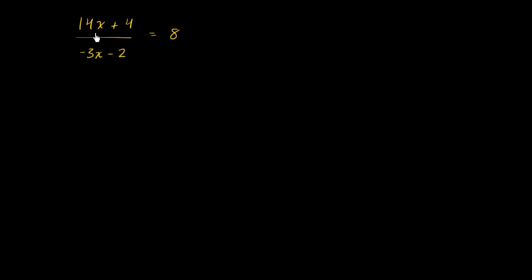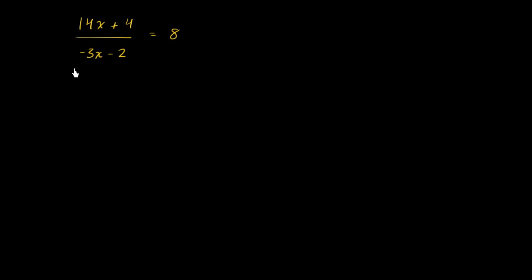So we have (14x + 4) over (-3x - 2) is equal to 8. I'll give you a few moments to see if you can tackle it on your own. This equation, at first, doesn't look like a straightforward linear equation. We have one expression on top of another expression. But as we'll see, we can simplify this to turn it into a linear equation.